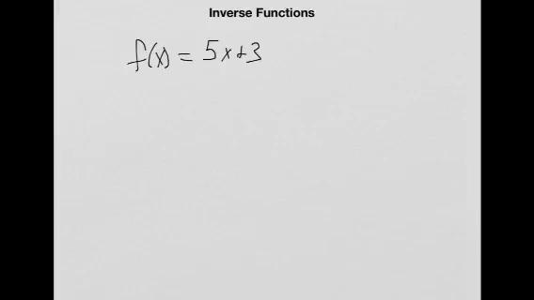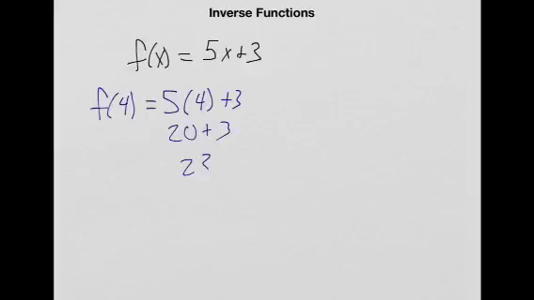Again, if I wanted to say, give me f of 4, you would just plug 4 in for the x. 5 times 4 plus 3 is 20 plus 3 is 23. So f of 4 equals 23.